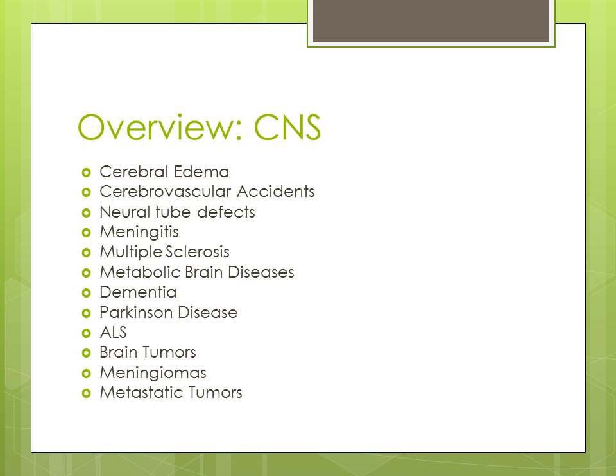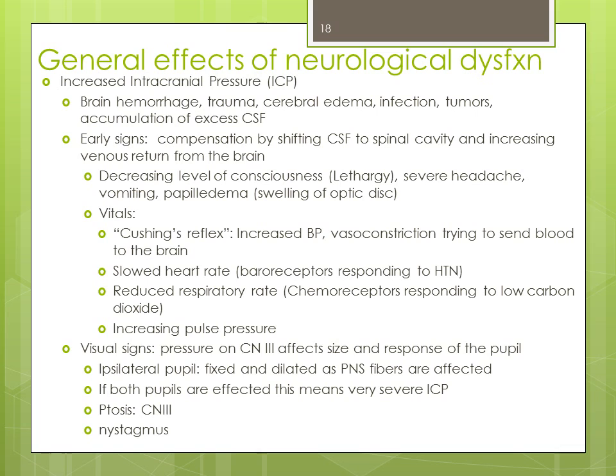There's a couple of other causes, and then Parkinson's disease, ALS, or Lou Gehrig's disease, brain tumors, meningiomas, and metastatic tumors. Okay, so just in general, if there is neurological dysfunction, you can see increased intracranial pressure. And this can be caused by a hemorrhage, a trauma to the brain, and swelling, infections, tumors, and then if there's an accumulation of excessive cerebral spinal fluid, you can have increased intracranial pressure.